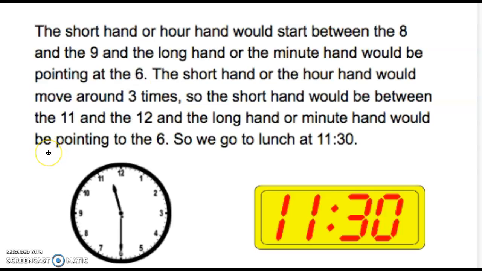The short hour hand would start between the 8 and the 9, and the long minute hand would be pointing at the 6. That shows 8:30. The short hand, which is the hour hand, would move around the clock 3 times. So the short hour hand would be between the 11 and the 12, and the long minute hand would be pointing to the 6. So we go to lunch at 11:30. If you count 3 hours starting at 8:30, you would have 9:30, 10:30, 11:30. So we actually would eat lunch at 11:30.